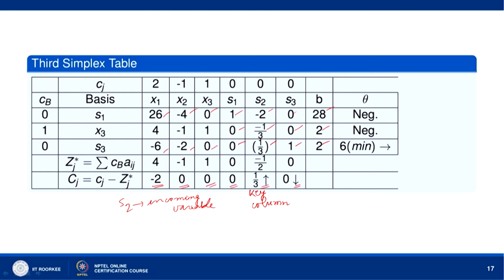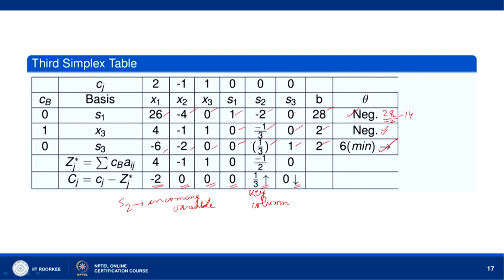Incoming variable. Now, let us find the outgoing variable. We divide the b values by the key column values. So, 28 divided by minus 2 is minus 14, a negative value. Then 2 divided by minus 1 by 3 gives minus 6, which is also negative. Then 2 divided by 1 by 3 is 6. So, this is the minimum positive ratio.